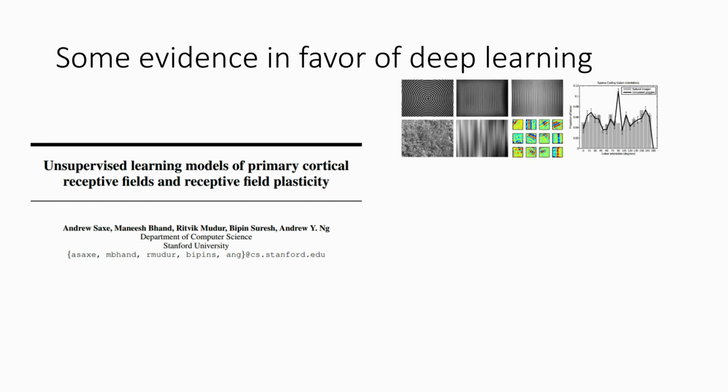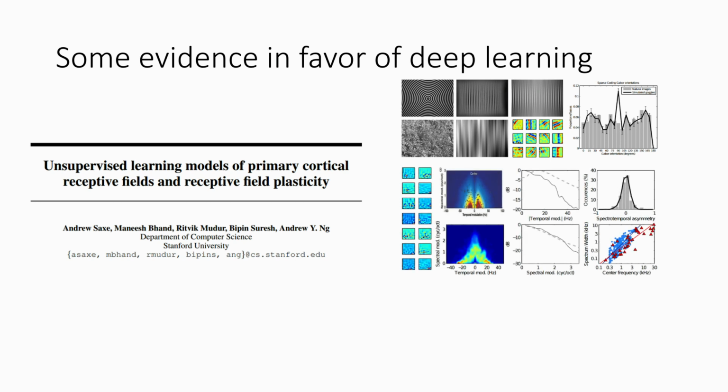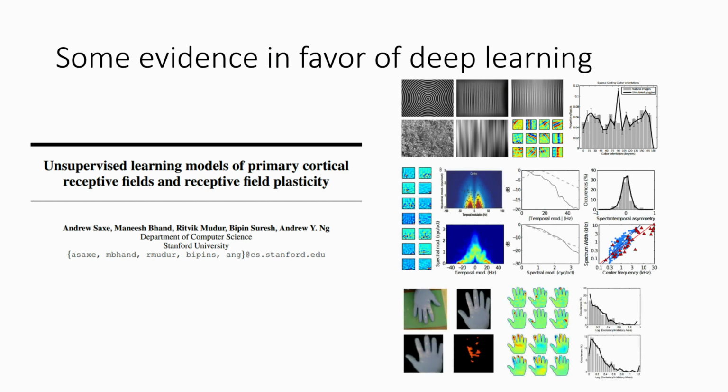So in this paper by Andrew Sachs, what the researchers did is they actually studied different sensory modalities. They studied vision, audition, and touch. And for these three modalities, they recorded data, trained representations with deep neural networks on that data, and then compared the statistics of the learned features to the statistics of features observed in primary sensory cortices.